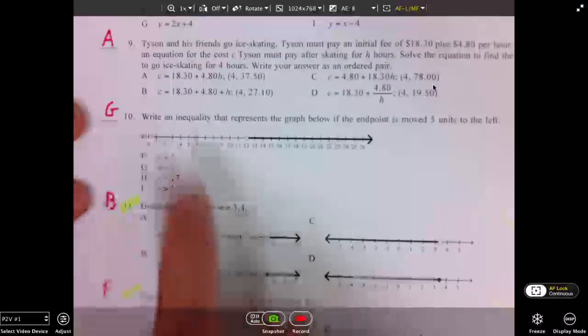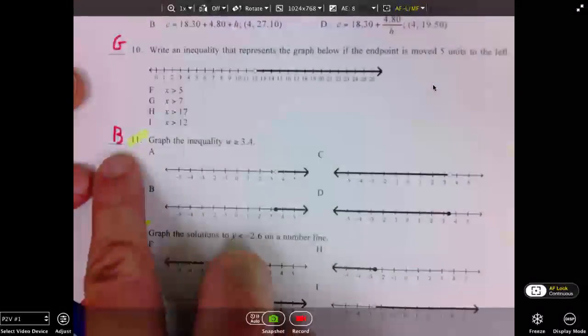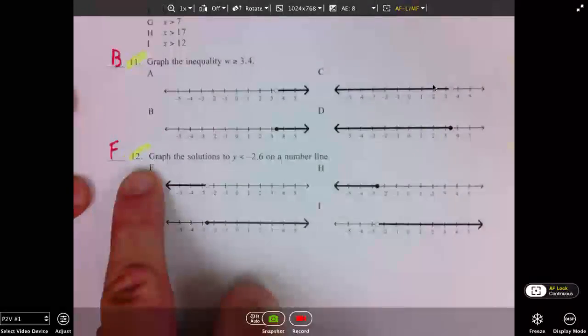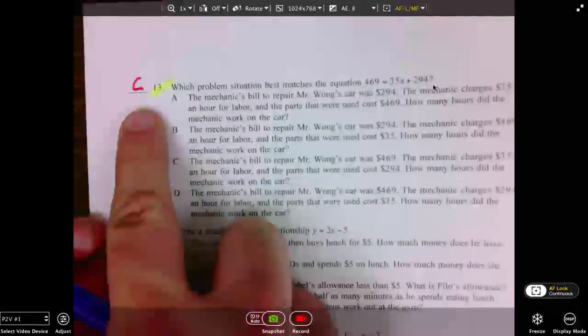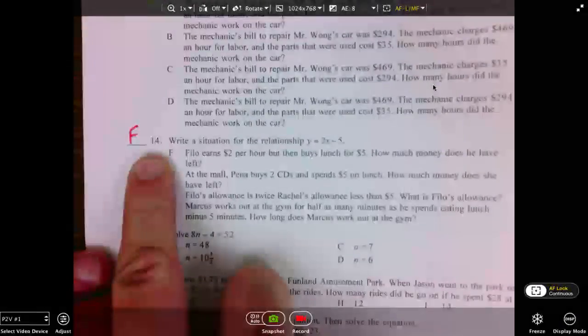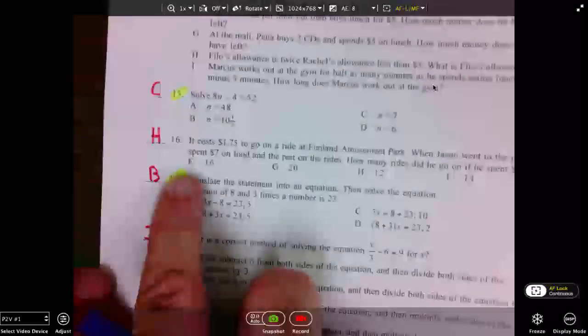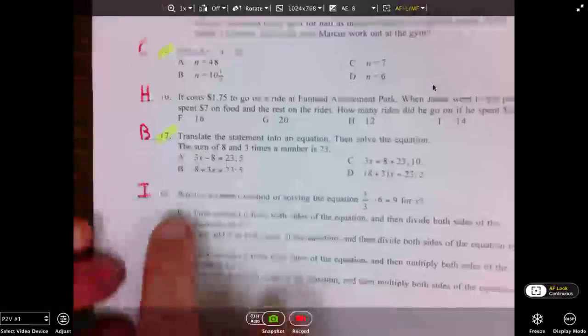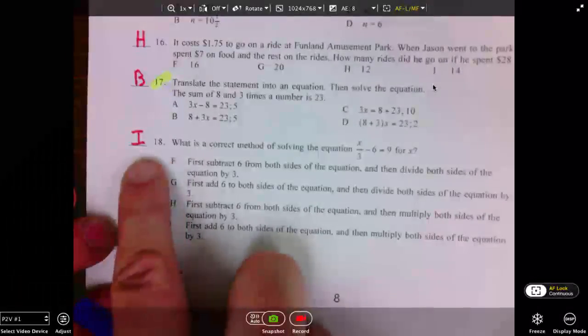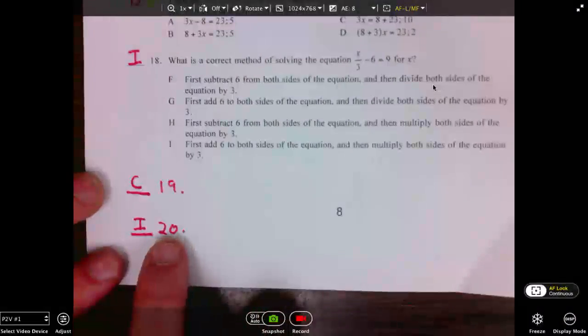8 is F, 9A, 10G, 11B, 12F, 13C, 14F, 15C, 16H, 17B, 18I, 19C, and 20I.